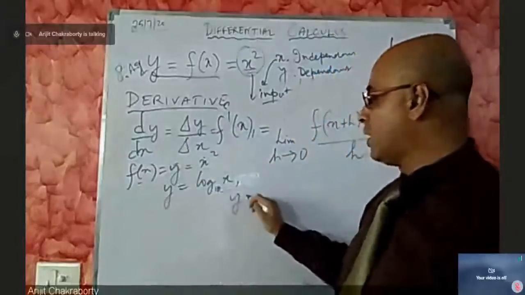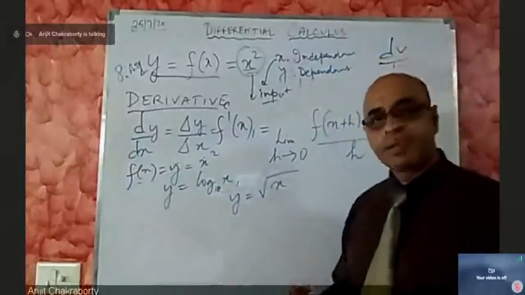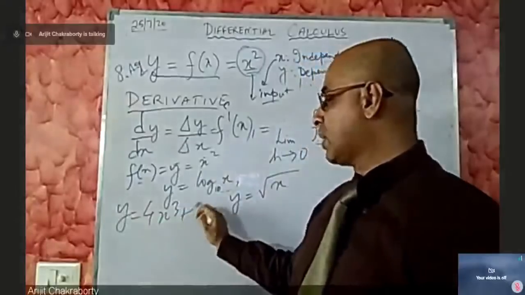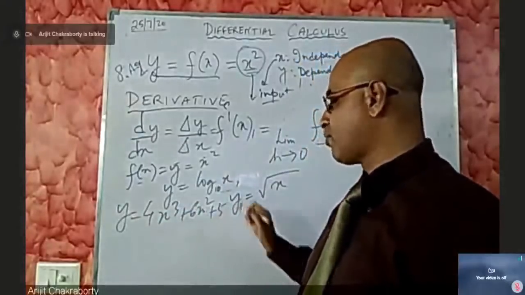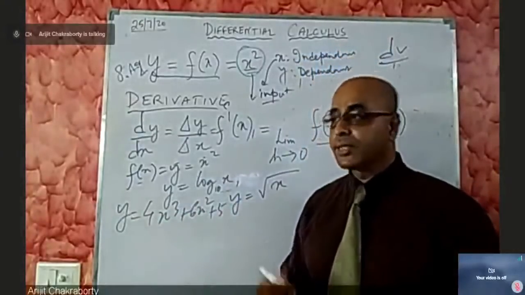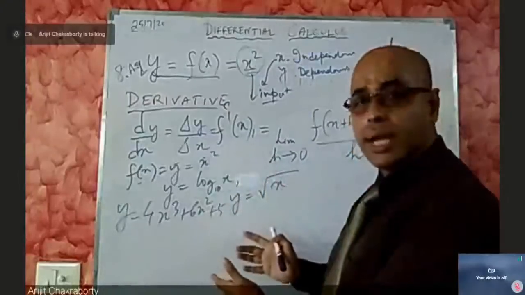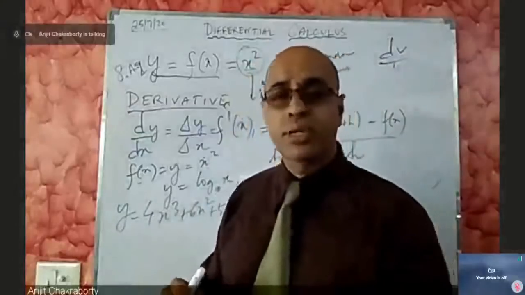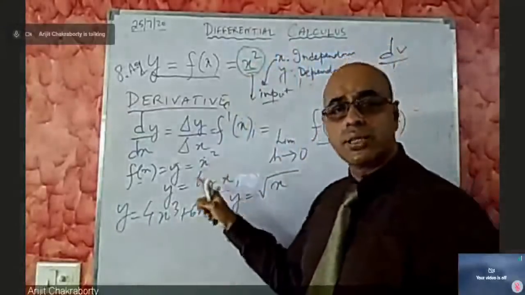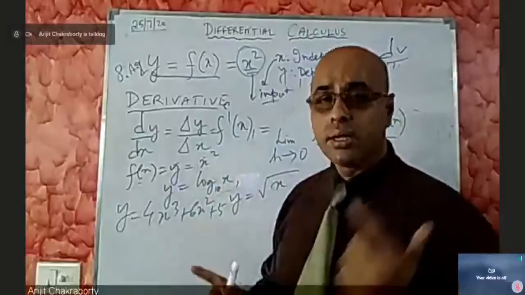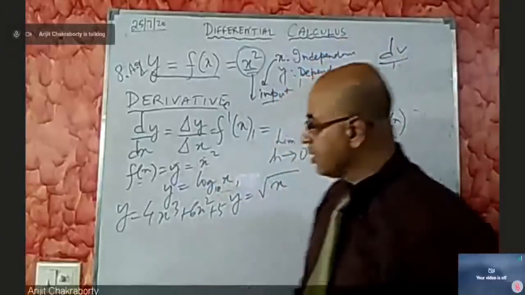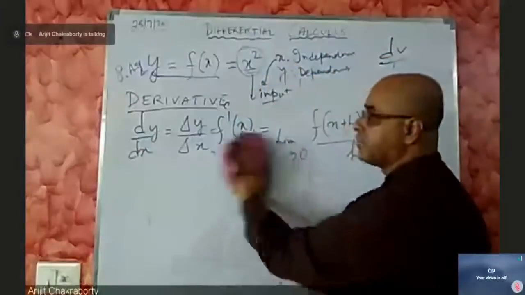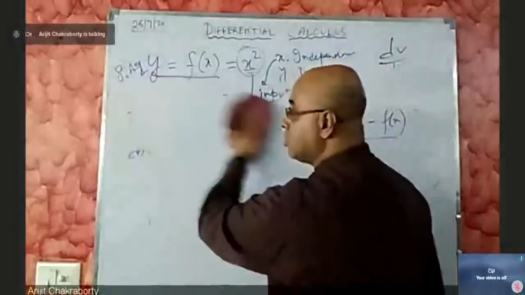It can be something like this, for example, y is equal to square root of x. It can be something like this, y equal to 4x cubed plus 6x square plus 5. So it can be any of these functions. And we shall see how to find the differential coefficient of all these functions, because these are part of our syllabus for the exam. Right. So now we proceed to the next part.